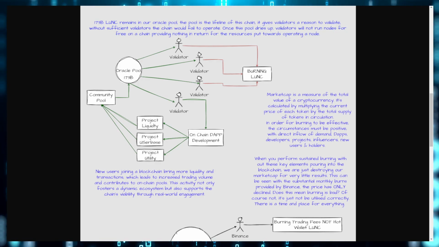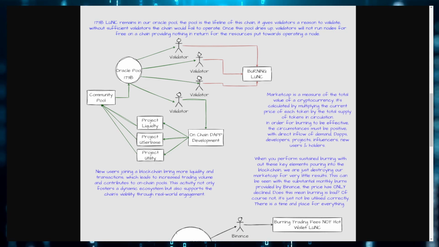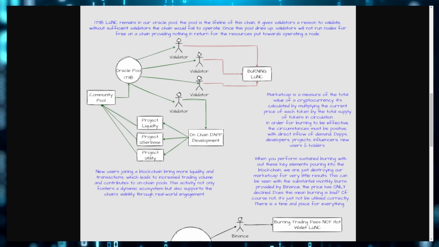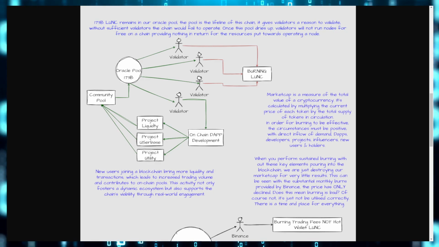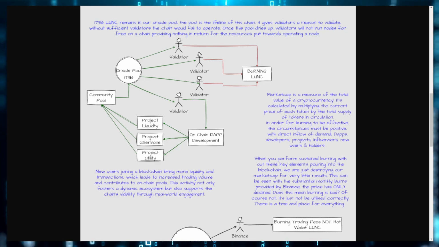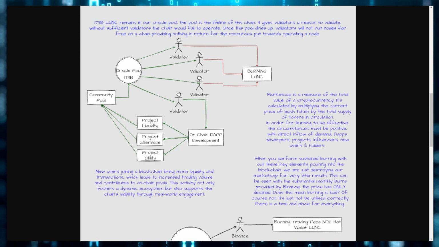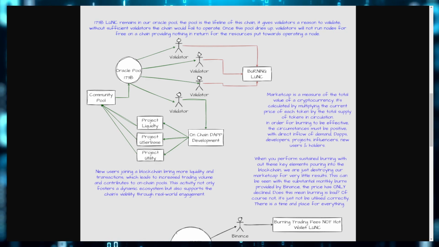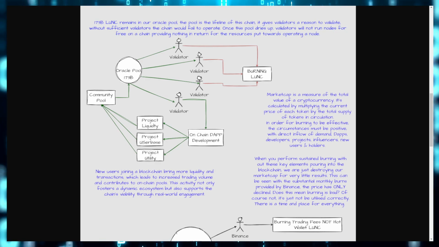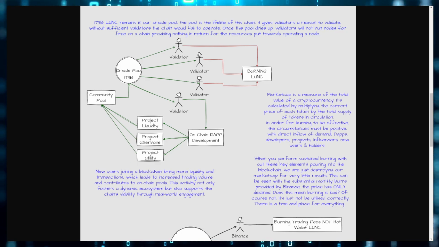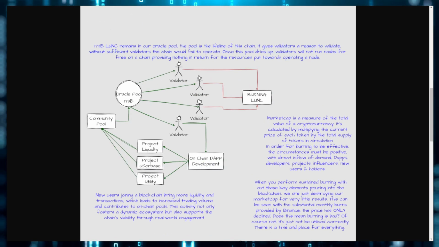This activity not only fosters a dynamic ecosystem, but also supports the chain's viability through real-world engagement. If you're looking at 100 validators and 90 of them are doing what our lovely little man here is doing, and the rest of them are doing burning, it would be good. But the inflow is just not there. We do not have the projects. We do not have the dApps. We've got a user base which is consistently leaving and getting disgruntled and moving on. So something to really take into note.